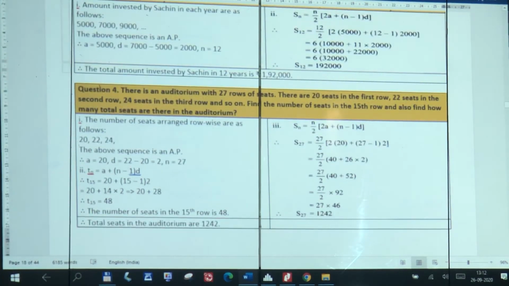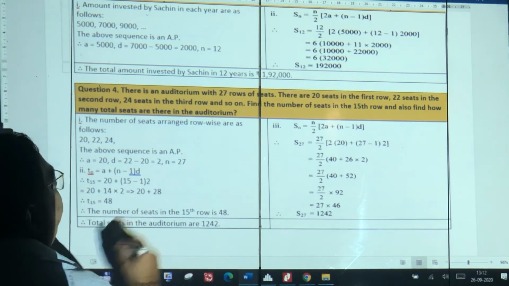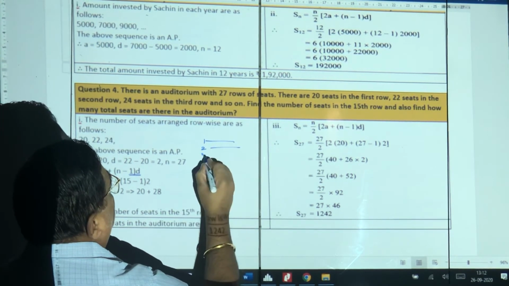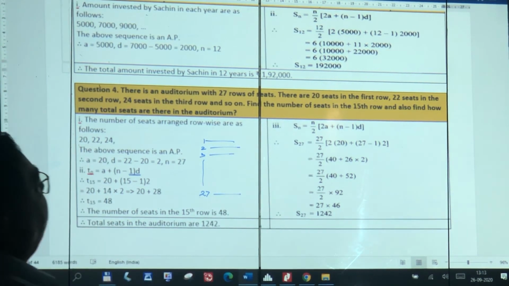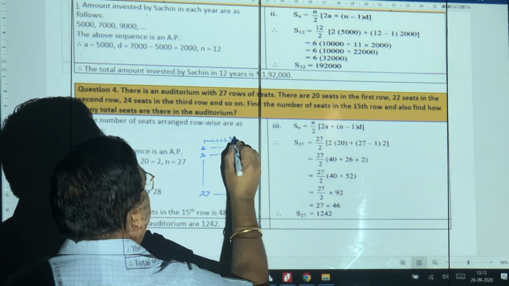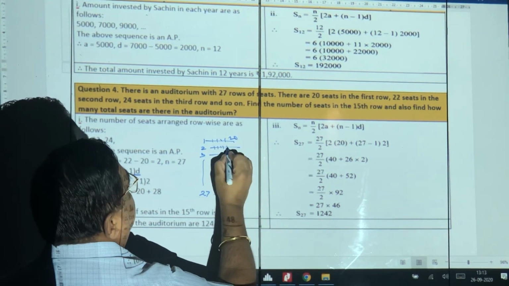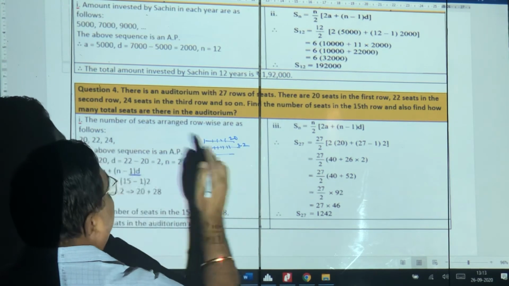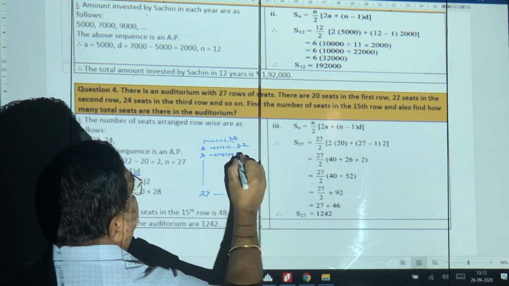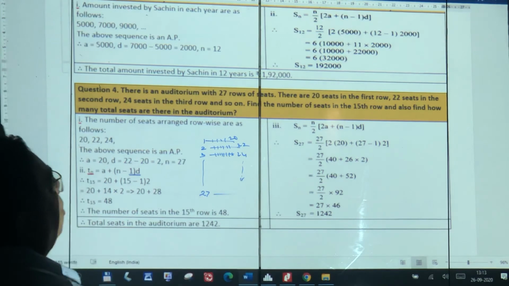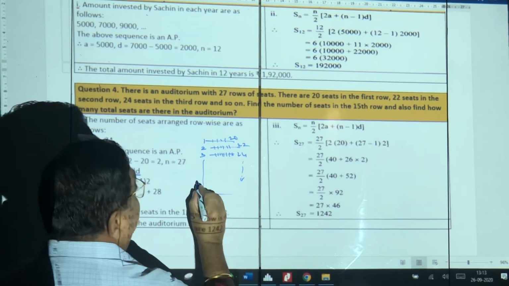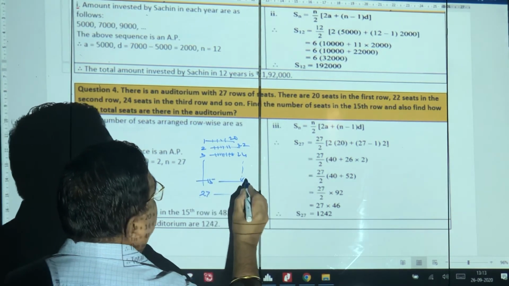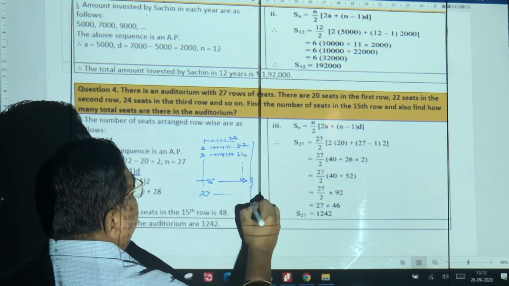Now this sum shows there is an auditorium with 27 rows of seats. So I have 27 rows: row 1, row 2, row 3, up to 27. There are 20 seats in the first row, in the second there are 22, then 24, and so on. I will need the 27 also, but first I need the 15th row. Here is the trick: first find the seats in the 15th row, then find the total.